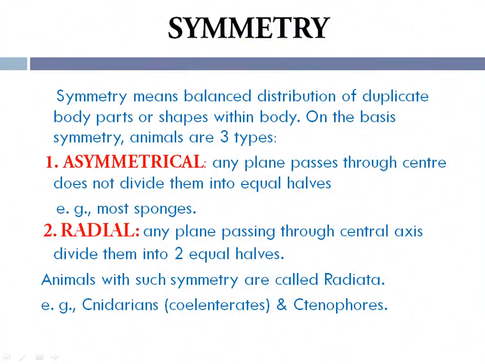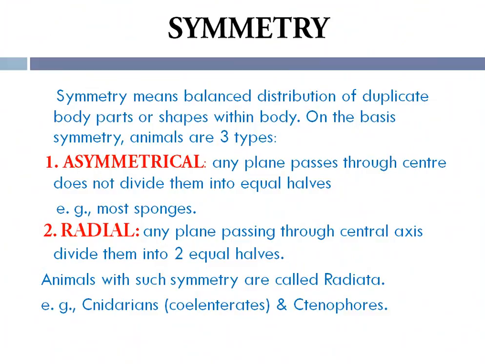First one is symmetry. Symmetry means balanced distribution of duplicate body parts or shapes within body. On the basis of symmetry, animals are three types. First one is asymmetrical animals. In such animals, any plane passes through center doesn't divide them into equal halves. Example, most sponges.